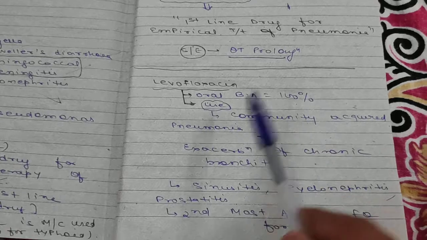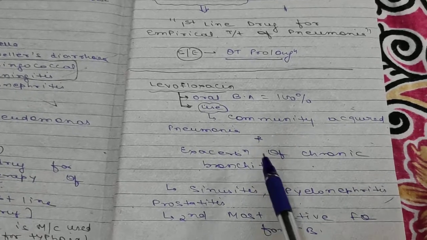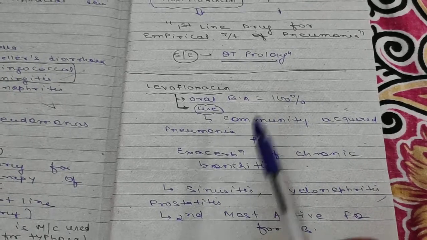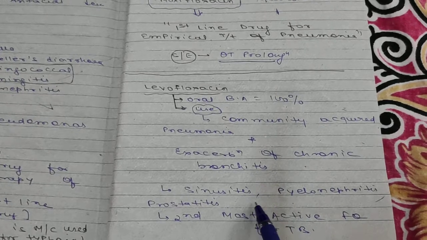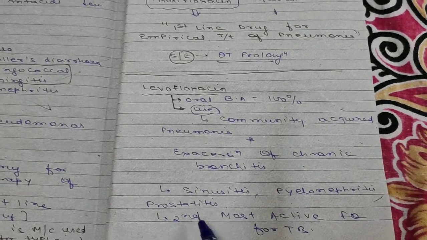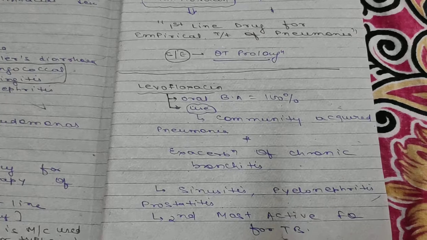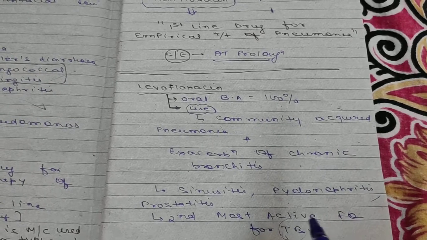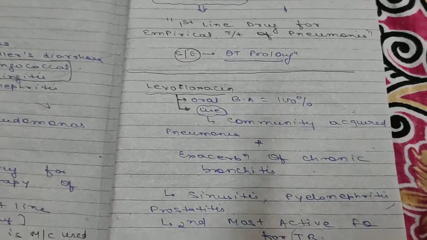Now the next drug is levofloxacin. Oral bioavailability is 100%. Its uses are community acquired pneumonia and exacerbation of chronic bronchitis. So these are the two common uses. It can also be used for sinusitis, pyelonephritis, prostatitis, and it is the second most active fluoroquinolone for TB. This is important. Second most active fluoroquinolone for TB.